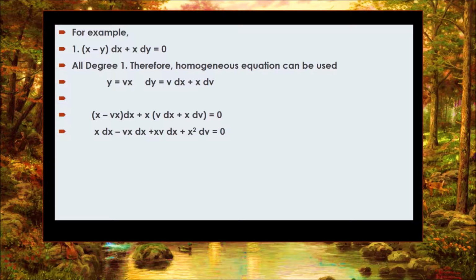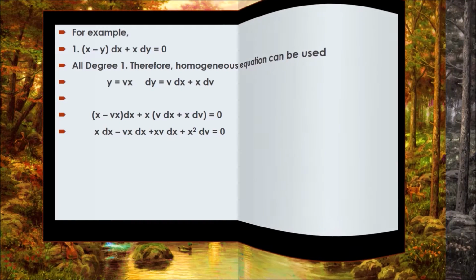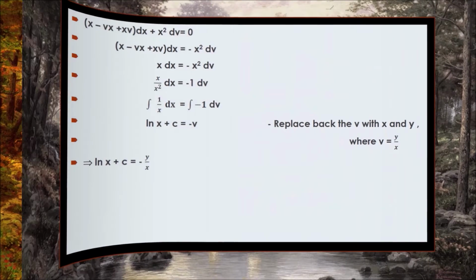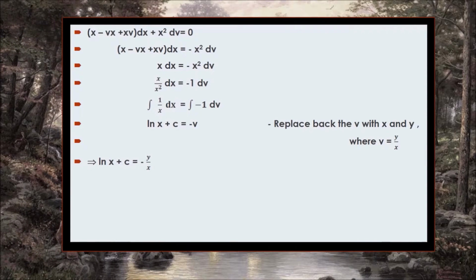Once we have this, we substitute it into our dy. Therefore, we obtain (x minus vx) dx plus x(v dx plus x dv) equals 0. We can see here that in x minus y, the y is replaced with our initial unknown, that is vx. So you get the whole equation: (x minus vx) dx plus xv dx plus x squared dv equals 0.